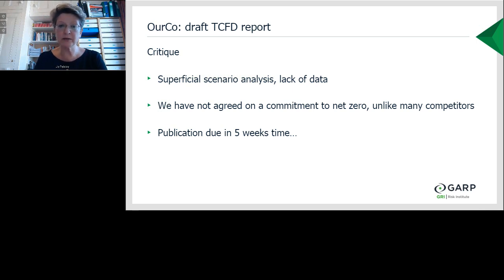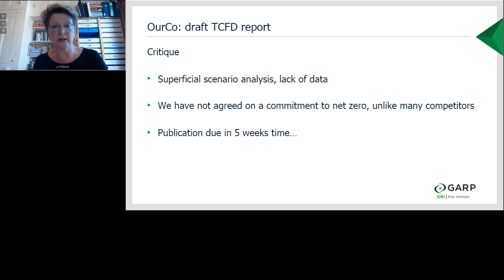And just a bit of background to you is the board did have a strategy away day recently, but we couldn't actually agree on a net zero commitment, unlike many of our competitors. The publication for this TCFD report is in just 5 weeks' time, so there isn't time to go away and redo the analysis.